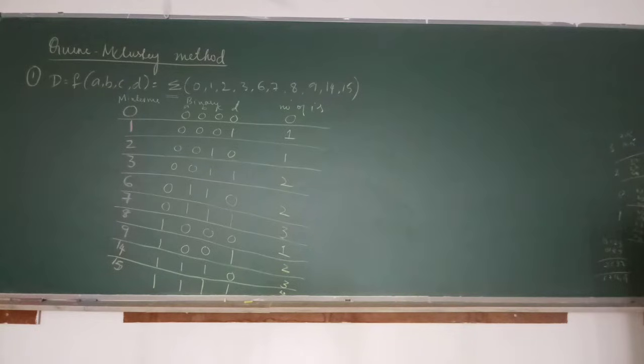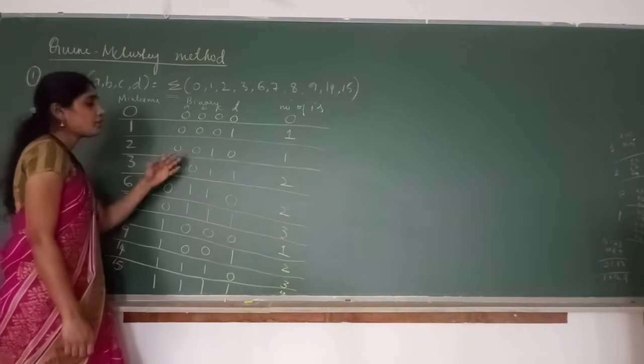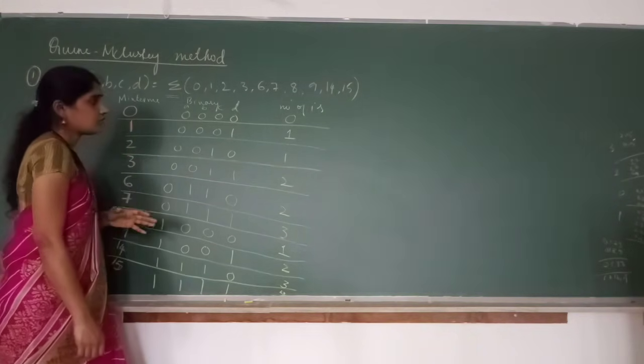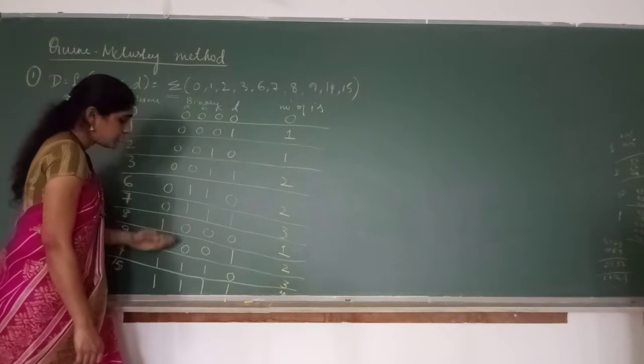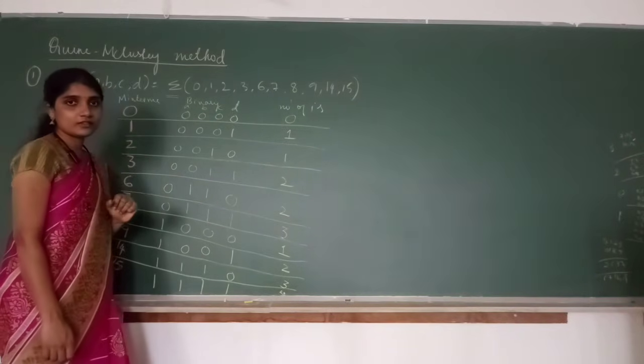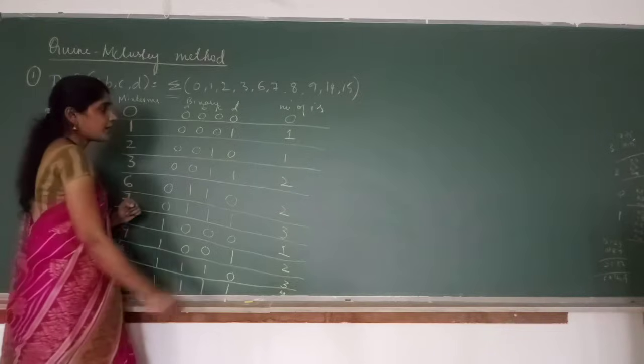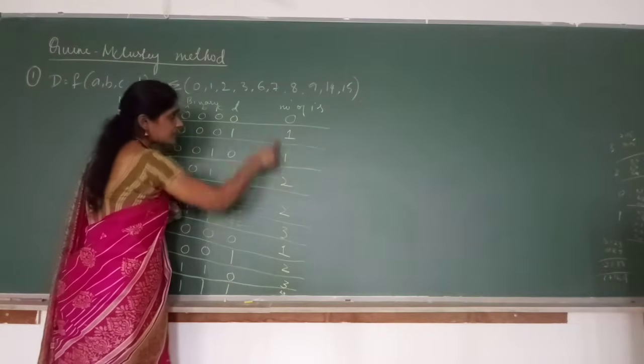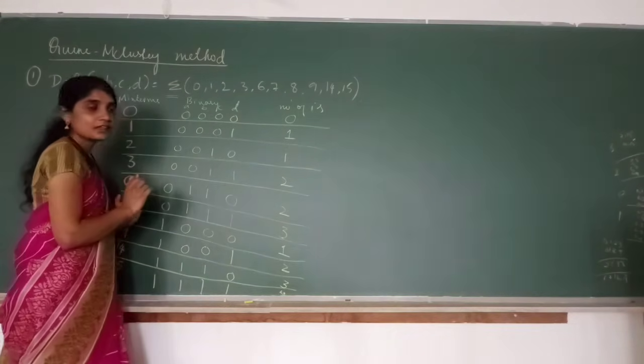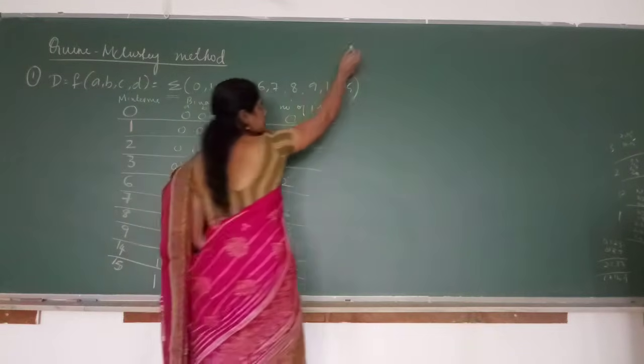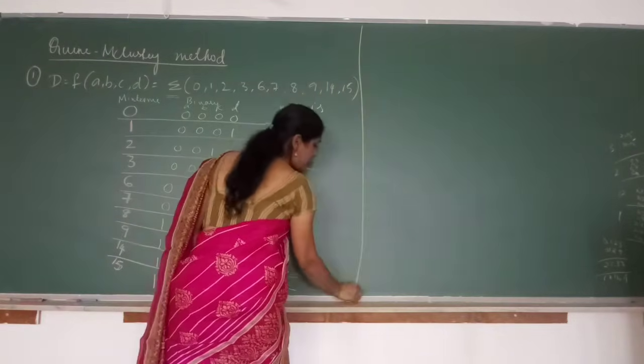The next table is: arrange all the mean terms in increasing order depending on the number of ones present. Now you have to arrange all these mean terms in the increasing order, depending on the number of ones present in the mean term. Let me construct the table here. Hope all of you can see the table.